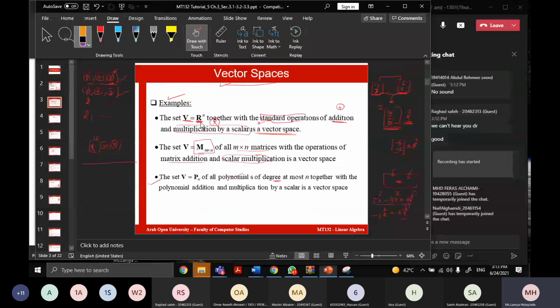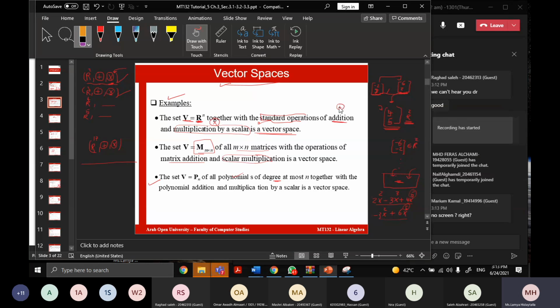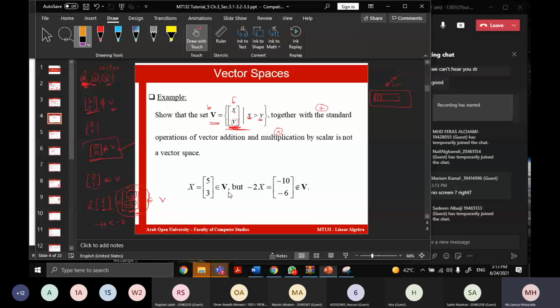And we knew, for instance, that every Rn with the standard addition of vectors and the standard scalar multiplication is a vector space: R2, R3, R4, all of them, correct? And also we knew some other examples.